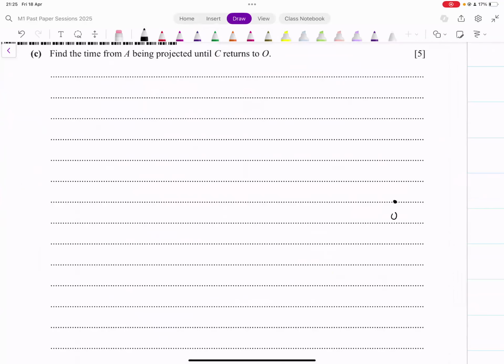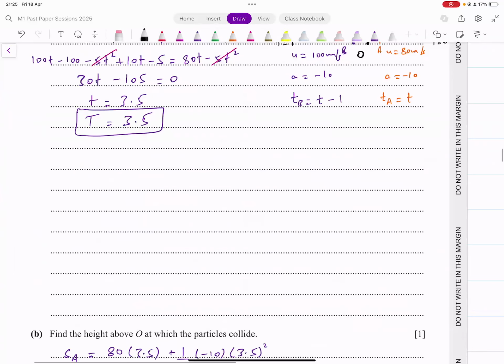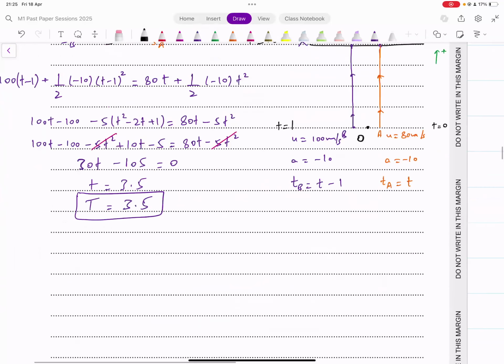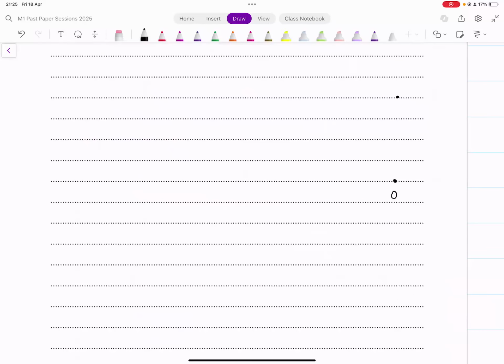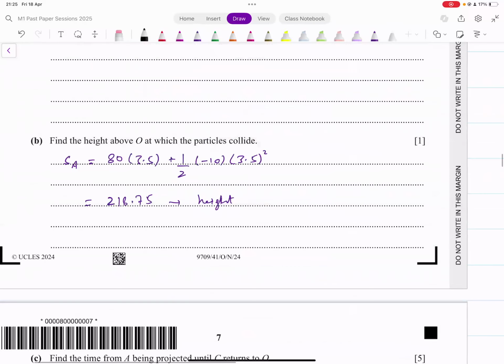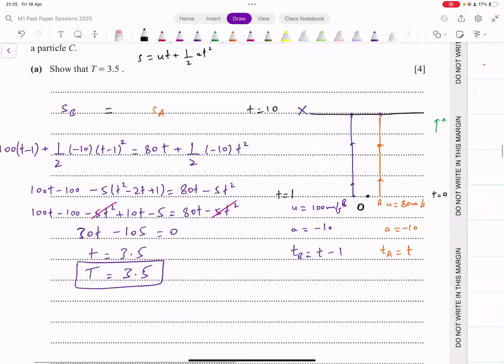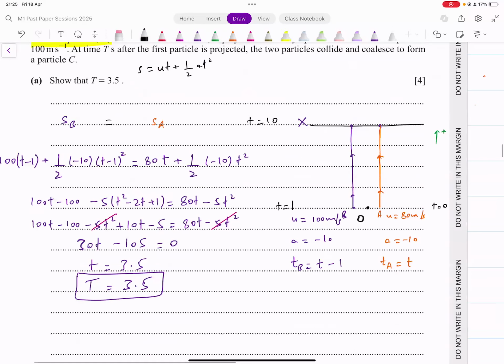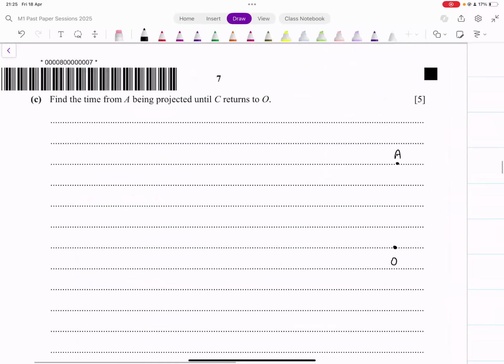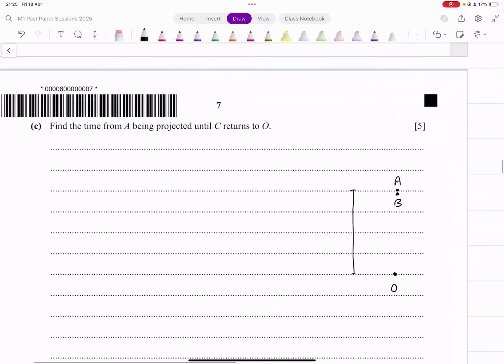O is here. Particles A and B have collided at this point. Let's say which one had greater speed. A was projected earlier, so A would be up here, and B would be here at the time they collided. At what height were they at this point? We found that in the first part, this height was 218.75.